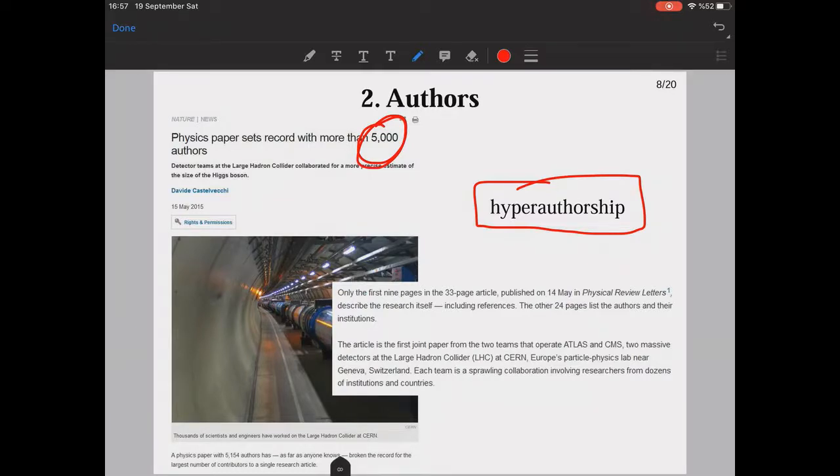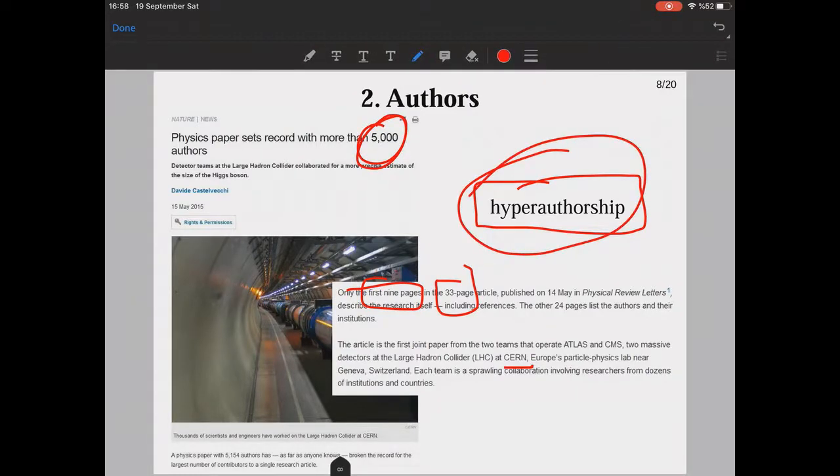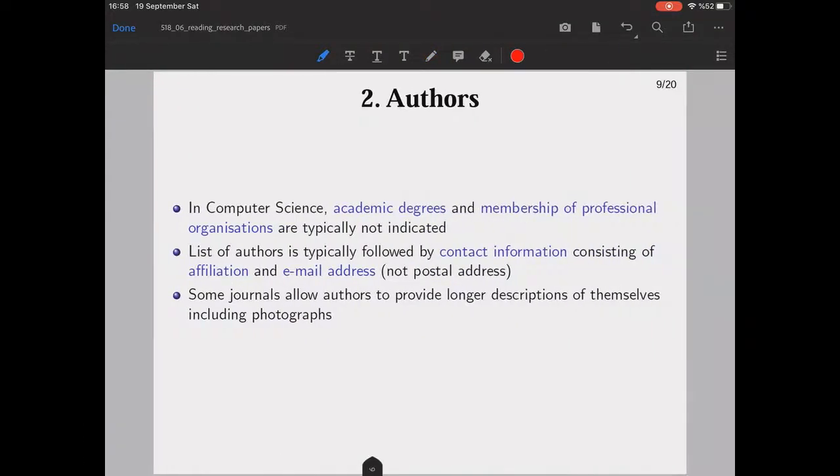It's again interesting because only 9 pages of a 33-page article is in fact the paper itself. The remaining 24 pages are the list of the authors and institutions. It's possible because they're doing research with huge groups at CERN. This is the concept of hyper-authorship.